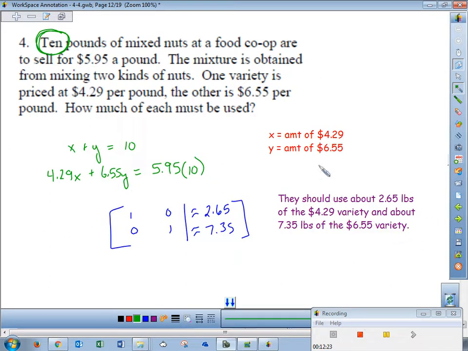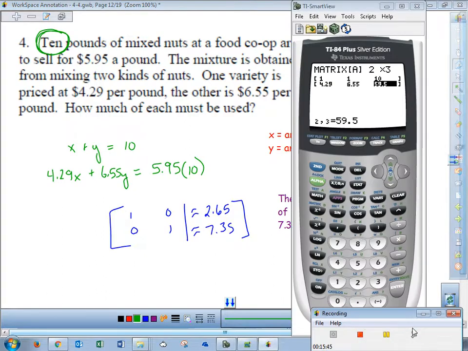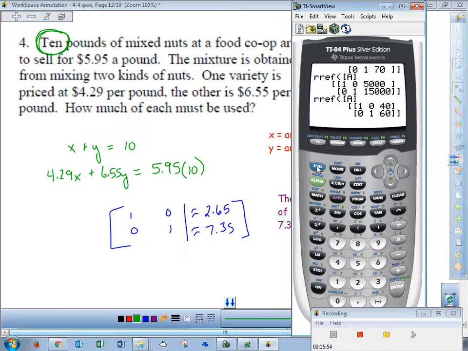And it comes out real nasty. I should have done that for you, but it comes out real nasty. So here it is. You go 1, 1, 10, 4.29, 6.55, 59.5, and then you quit out of it and do your reduced row echelon form on it, and you get the nasties, right? That's fine. You're looking for the row of ones going diagonally, which we had, so I rounded them off to the nearest hundredth right there, about 2.65 and about 7.35.